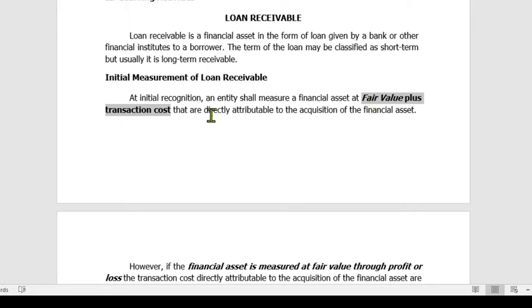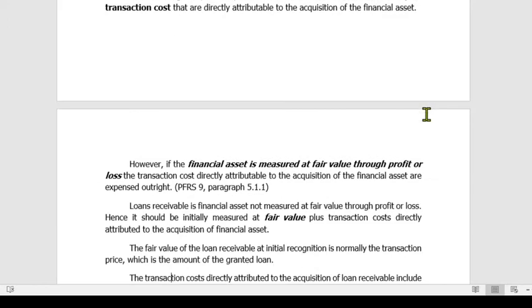So, what it says here is that the transaction costs that are directly attributable to the acquisition of the financial asset are the ones you consider and include in the fair value when you are recognizing this loan receivable at initial recognition.